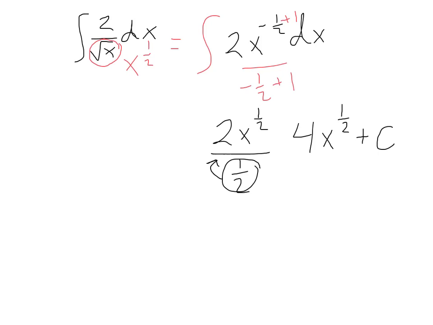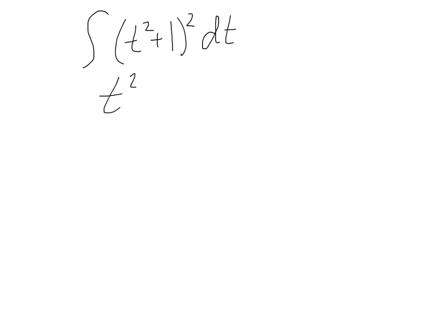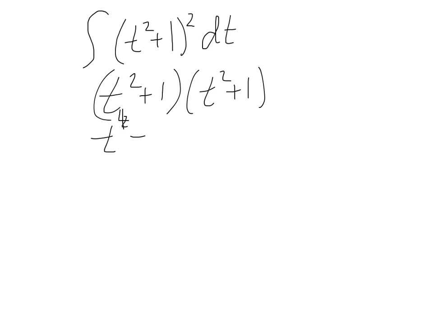Okay, let's do another one here. Let's go with one like this: the integral of (t squared plus 1) squared dt. Now this one we can't do with a product rule because that doesn't exist. We're actually going to have to FOIL this out: (t squared plus 1) times (t squared plus 1). FOILing this out, we should end up with t to the 4th plus 2t squared plus 1, and we have to integrate this whole thing.